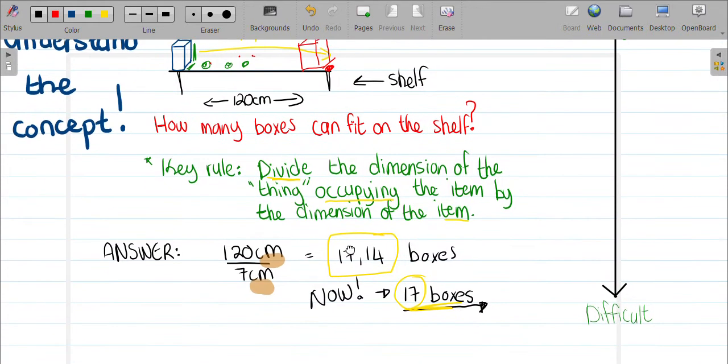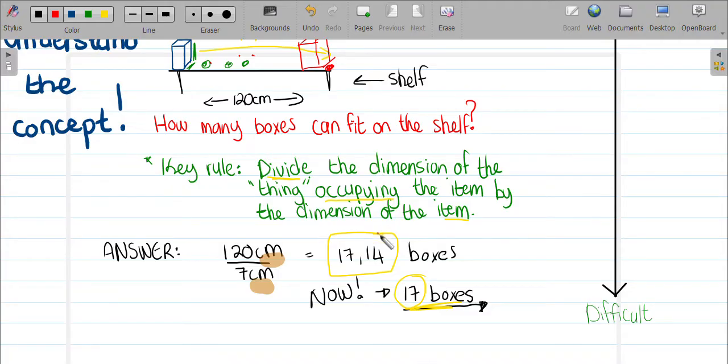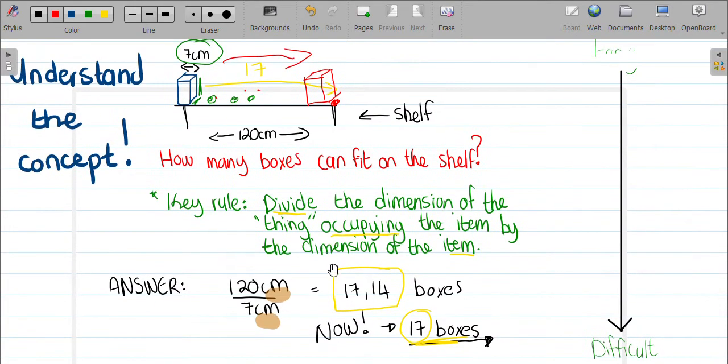Now, what is important about this part of the question is that when they ask how many boxes, they're looking for a whole number of boxes. We need to round this number down to 17 boxes. So our final answer will be 17 boxes. The reason is if we round up and if we say, okay, 18 boxes will fit, it won't actually, because it tells us there's 17 whole boxes fit.